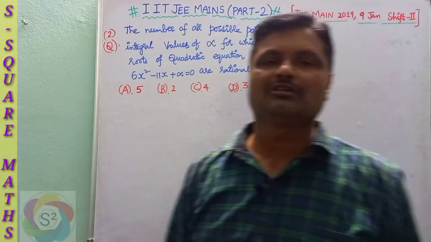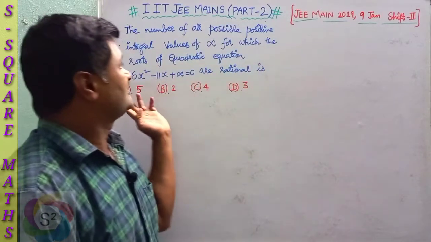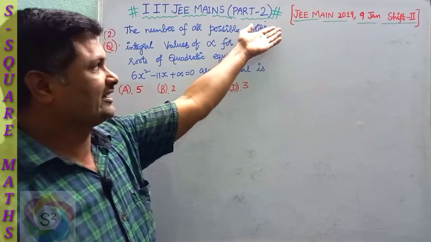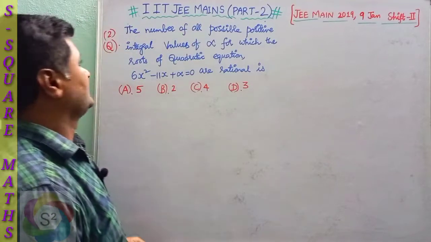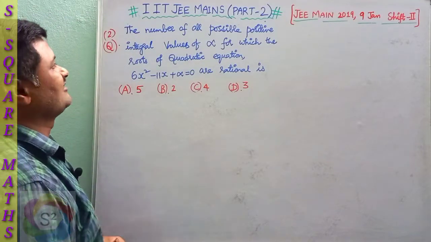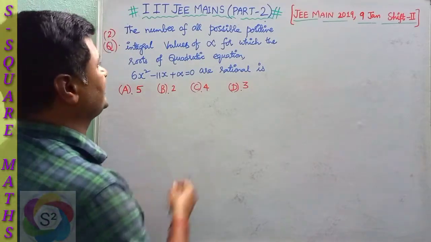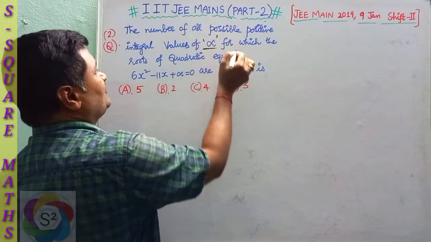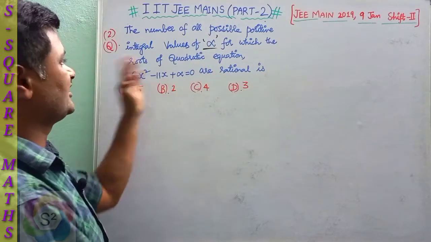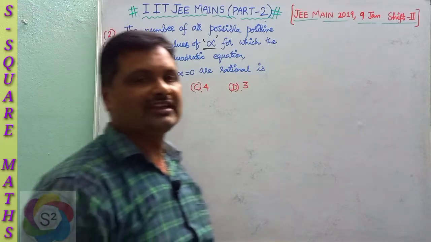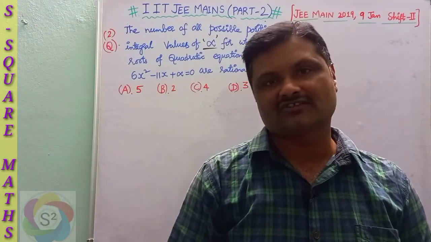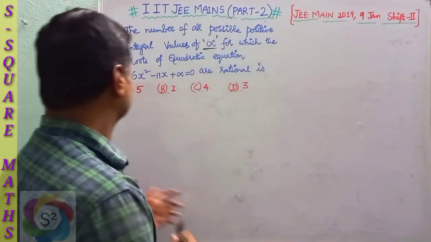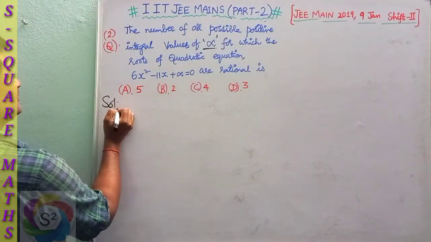Now the second problem. Same quadratic equations asked in 2019, 9th January, second shift. The number of all possible positive integral values of alpha for which the roots of the quadratic equation are rational is. So here the roots should be rational numbers for how many different values of alpha. Let us proceed now. So solution.